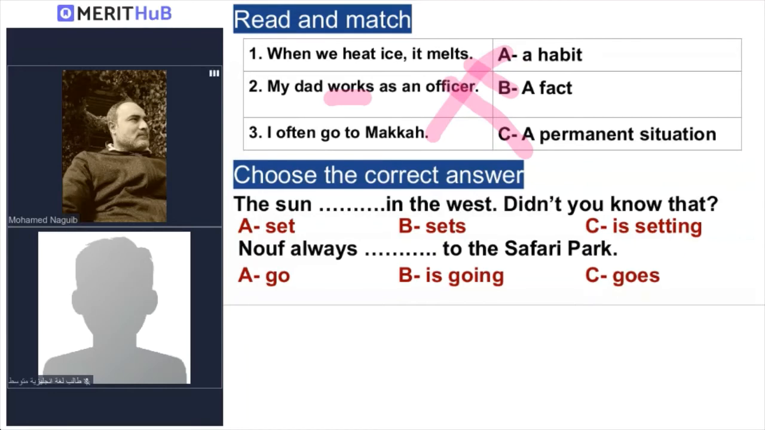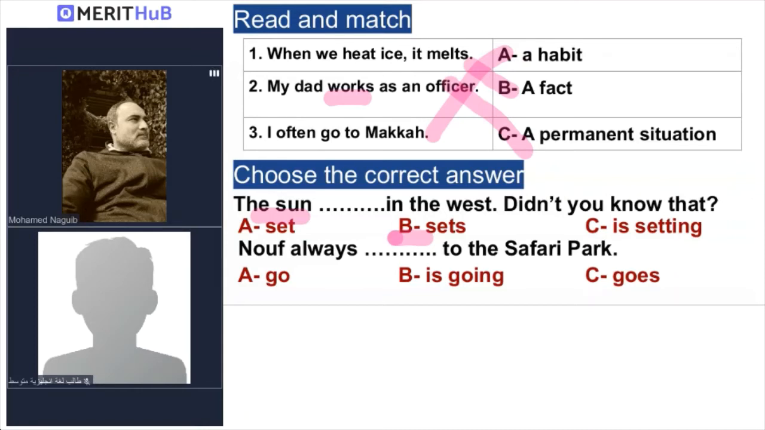Present simple or continuous? No, we need to focus on the present simple. Here I'm going to choose sets. I hear your question: why do I choose sets, not set? If you have a look, as I mentioned, the sun is singular. So the verb needs to be with an S. Now, let's move to number two.